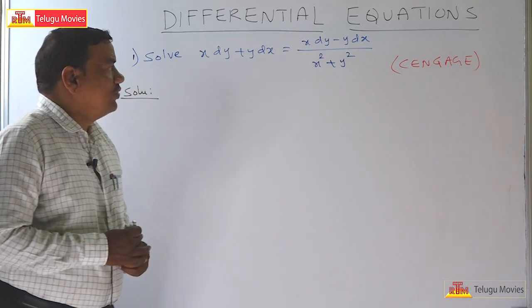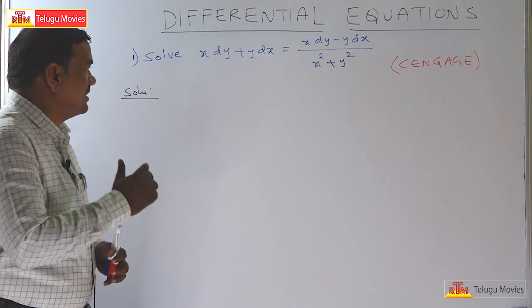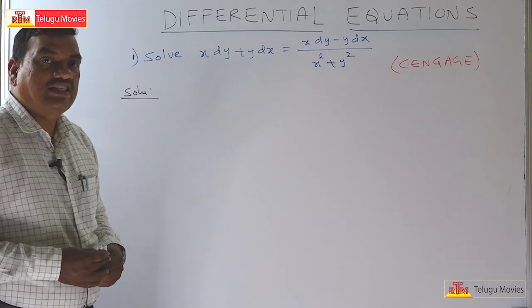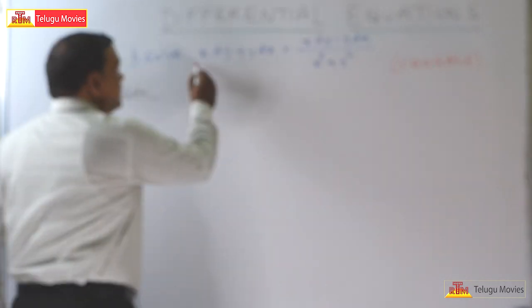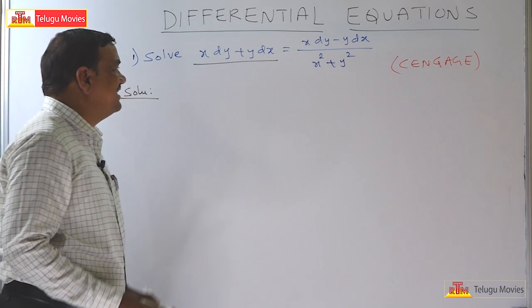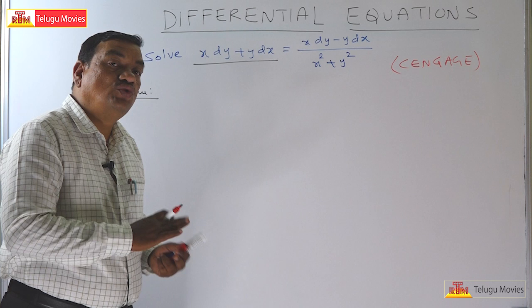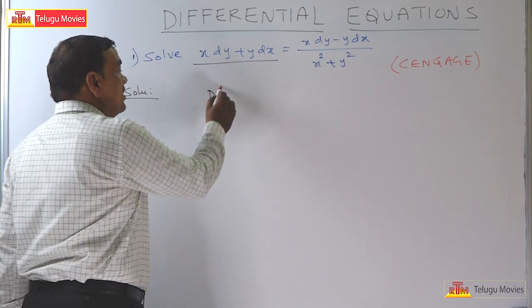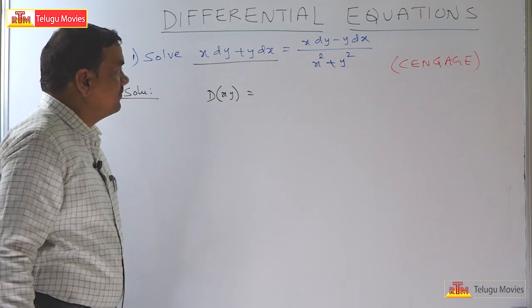If we start doing this using the variable separable method, it takes somewhat more time. In the previous class I already explained how to write x dy plus y dx. This is of the form u into v, the by parts formula, that is the derivative of xy. Very nice, derivative of xy.